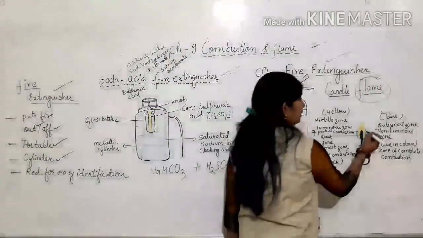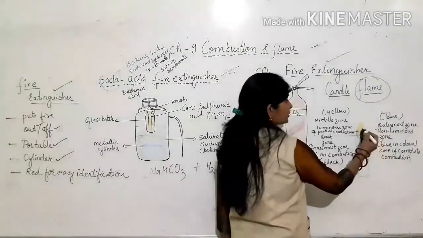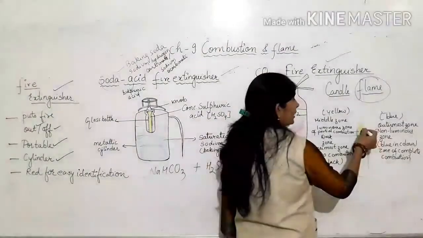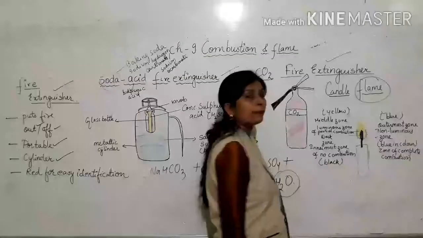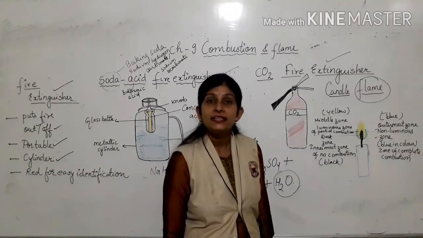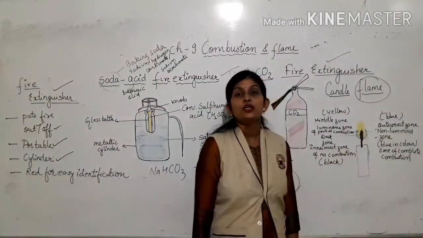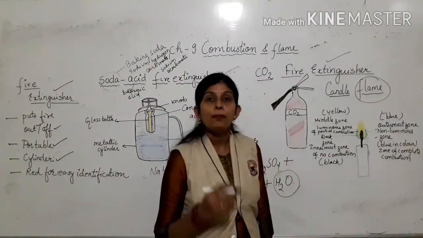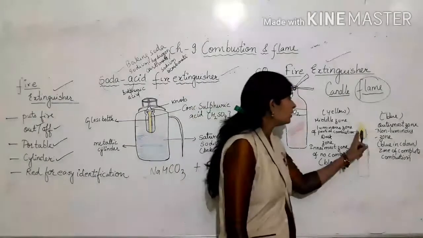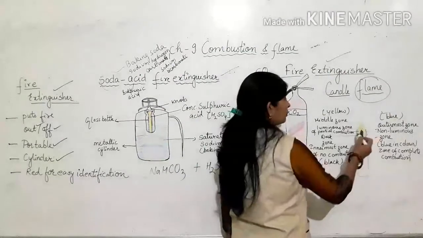Now, this is the middle zone, which is the luminous zone and yellow in color. Why? Because here wax vapors do not get a sufficient supply of oxygen for burning. Instead, they get an insufficient supply of oxygen for burning. So, their incomplete or partial combustion takes place. As a result, a yellow flame is produced. So, this zone is yellow.